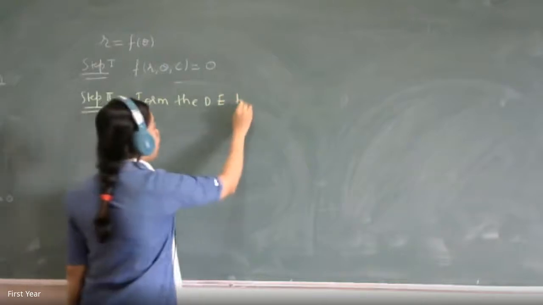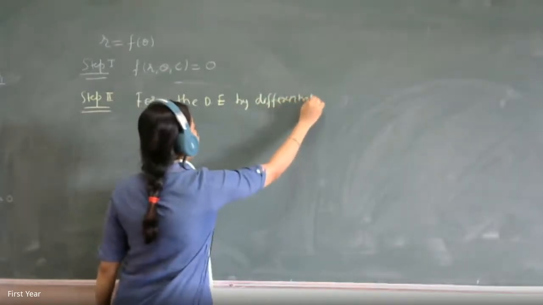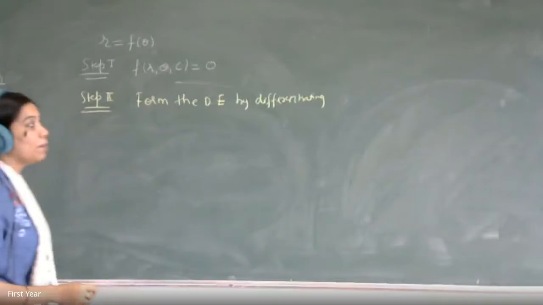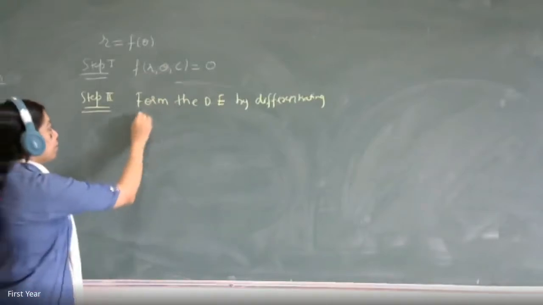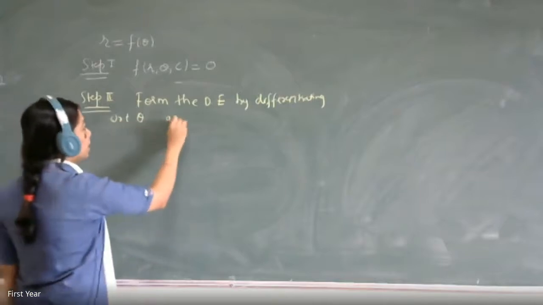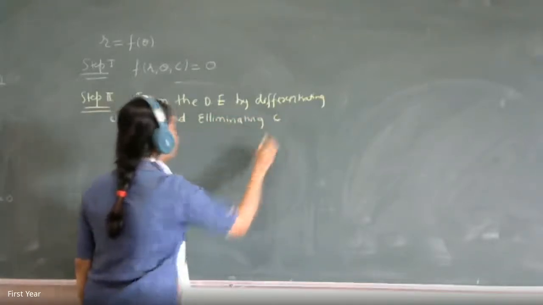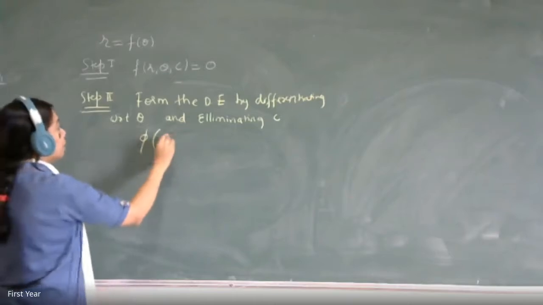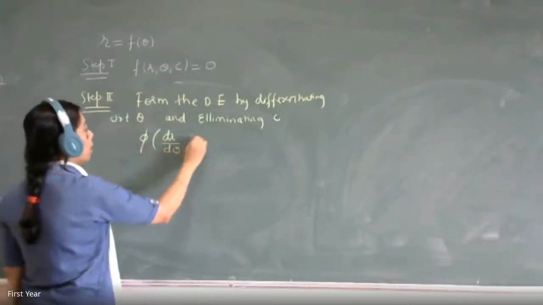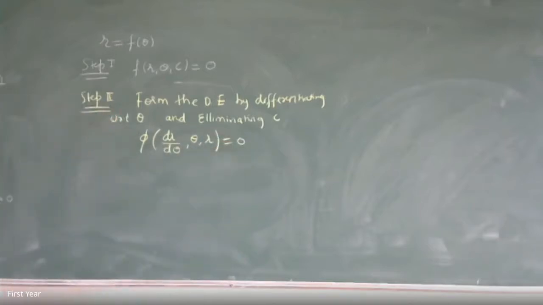Now just see, you are given r as a function of theta, so dr by d theta will be easier. So differentiating with respect to theta and eliminating c, what do we get? Phi of dr by d theta, comma theta, comma r. This will be your step 2: form the differential equation by eliminating c and differentiating with respect to theta.